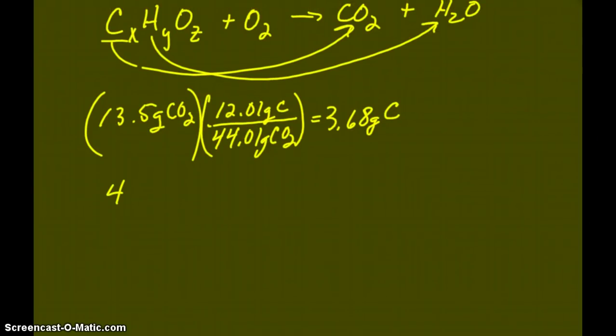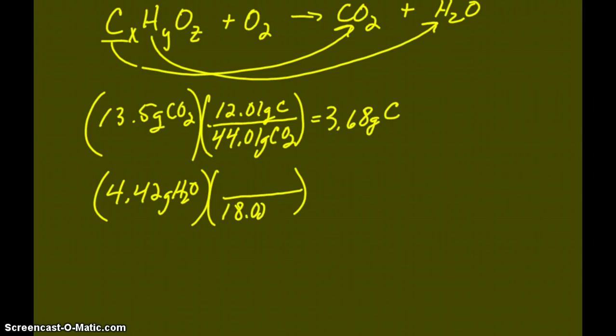Next we have 4.42 grams of water. And if I had a mole of water, I would have 2.02 grams of hydrogen in that mole of water. And I would have 0.495 grams of hydrogen.